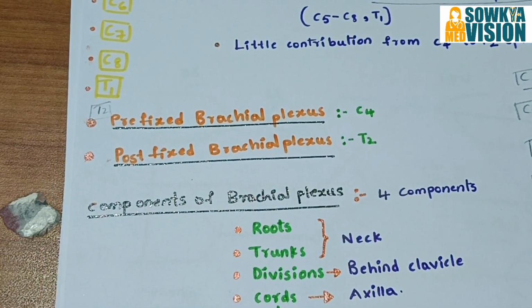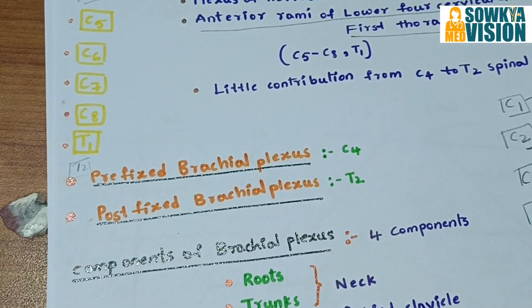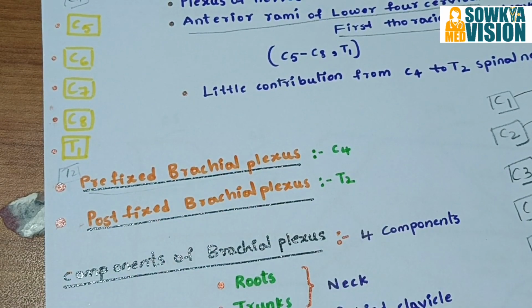Now, what is prefixed brachial plexus and post-fixed brachial plexus? As I said, where the C4 spinal nerve is involved in the formation of brachial plexus, that is called prefixed brachial plexus. Sometimes T2 is involved in the formation of brachial plexus where C4 is completely absent. The contribution of C4 is absent but T2 is present. There we call it post-fixed brachial plexus. Prefixed means C4 is present, T2 is completely absent. Post-fixed means T2 is present and the contribution of C4 is completely absent.